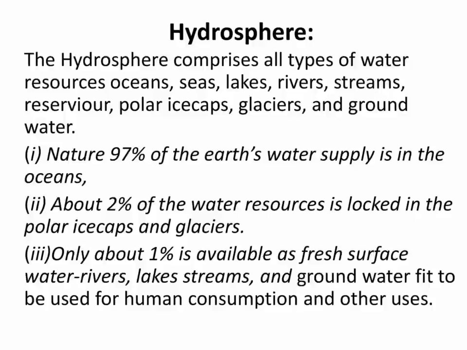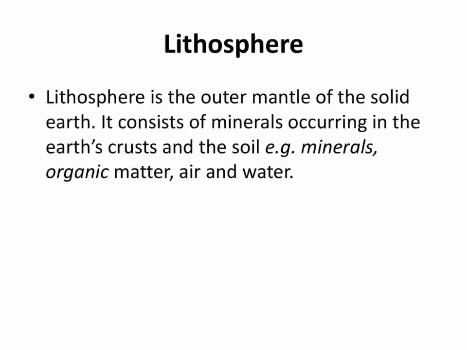It comprises all types of water resources: ocean, sea, lake, rivers, streams, reservoirs, polar ice caps, glaciers and groundwater. In nature, 97% of the Earth's water supply is in the ocean. About 2% of the water resources is locked in the polar ice caps and glaciers. Only about 1% is available as fresh surface water, reservoir, lake, streams and groundwater fit to be used for human consumption and other uses. The third one is the lithosphere.